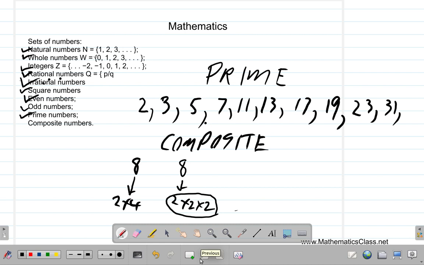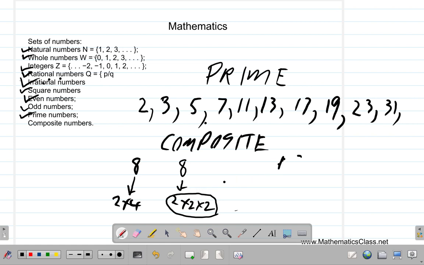You can multiply 2 or more prime numbers to get a composite number. You can always break them down into prime numbers. And notice 2 is the only number that is a prime number and is even. Alright. So the 4 can be broken down into 2 by 2. So this is a composite number.